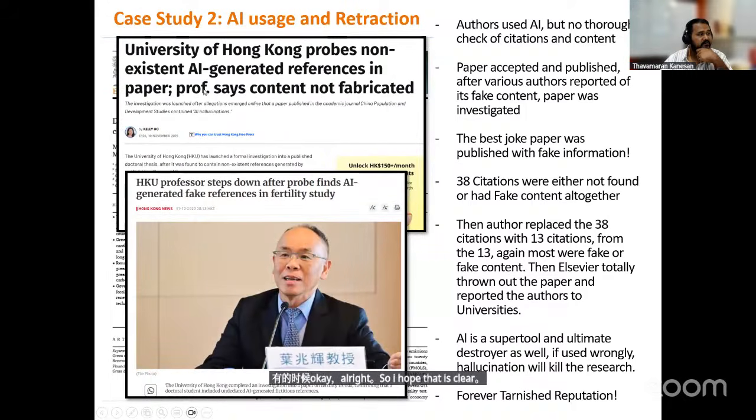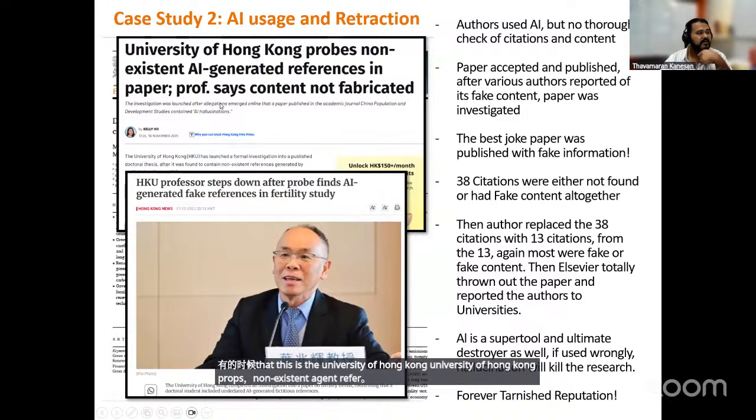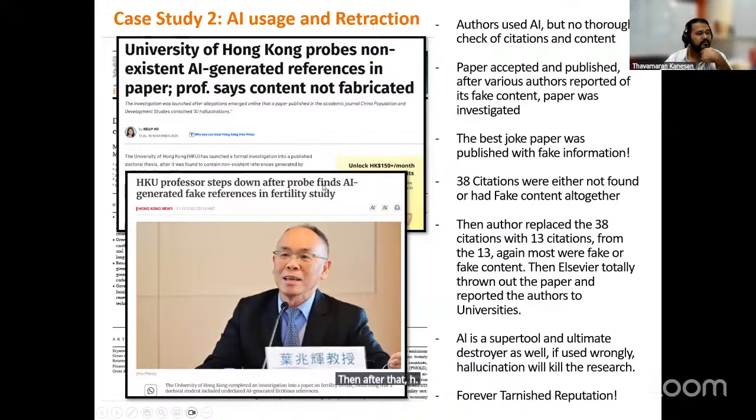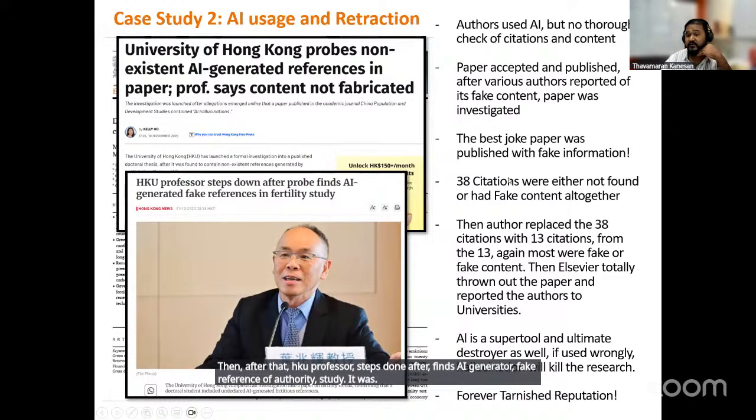This is the University of Hong Kong. University of Hong Kong probes non-existent AI-generated references in paper. Prof says content not fabricated. This is the first news that came out. Then after that, HKU professor steps down after probe finds AI-generated fake references in fertility study. It was published in a Q1 journal also. So be very careful. Yes, it makes our life easier, but we need to know how to use it. Later, I'll show you how to use it properly.